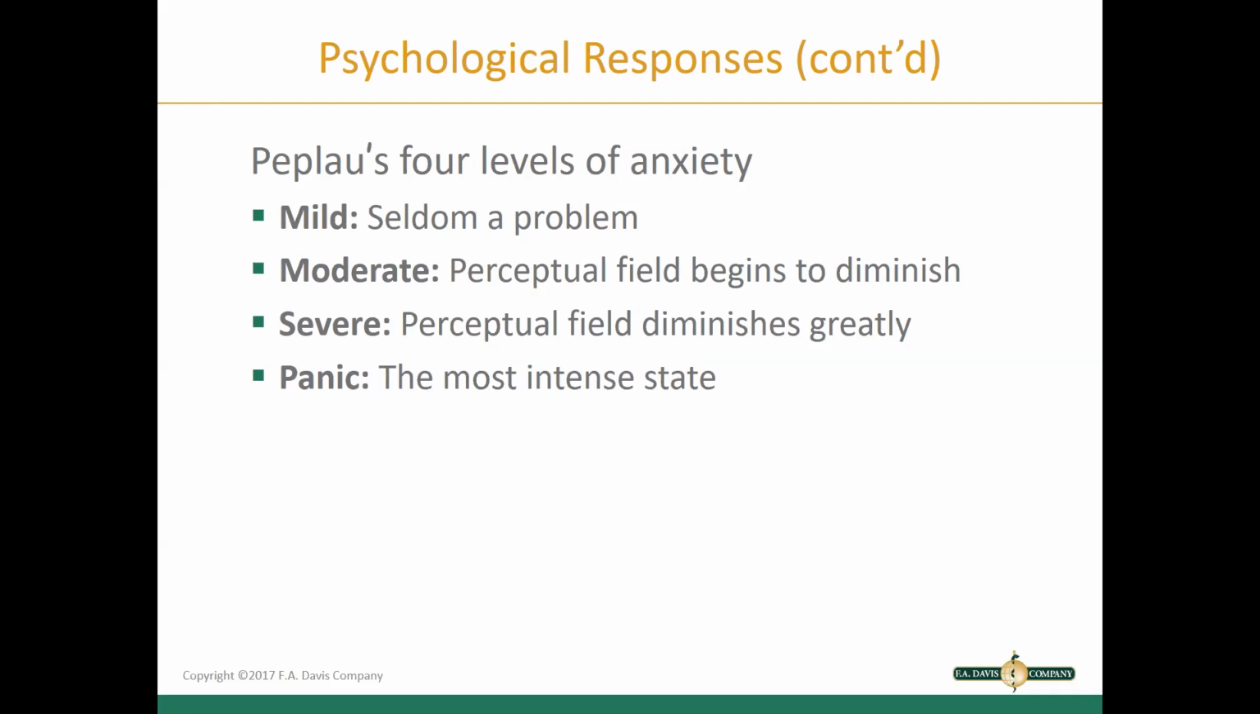Now, severe anxiety, the perceptual field diminishes greatly. Concentration centers on one particular detail only, or many extraneous details. Attention span is extremely limited. The individual has much difficulty completing even the simplest tasks. Physical symptoms may include headaches, palpitations, and insomnia. Emotional symptoms may include confusion, dread, and horror. And then virtually all overt behaviors are aimed at relieving the anxiety.